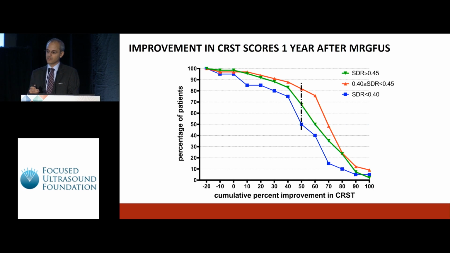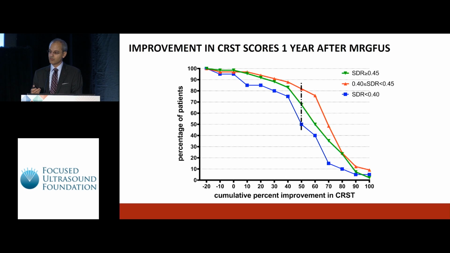If you look at the cumulative percent improvement in CRST score at 1 year compared to the percentage of patients, grouped based on SDR, the green line is the standard patient group above 0.45. At the 50% cumulative improvement mark, about 68% of the patients in that group reach about a 50% improvement at 1 year. But if you look at the group in red, which is the group between 0.4 and 0.45, actually 79% of those reach at least 50% improvement.